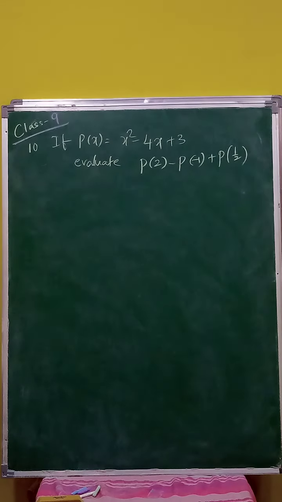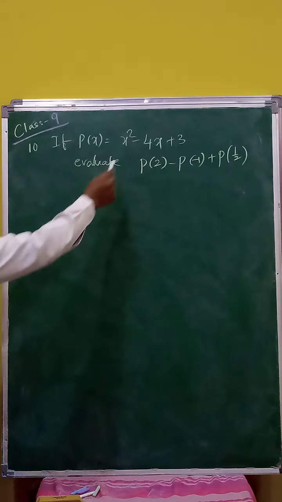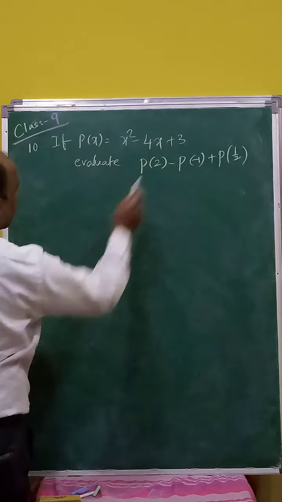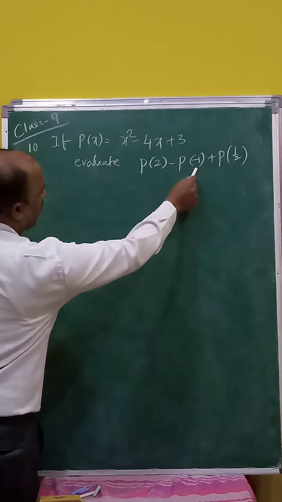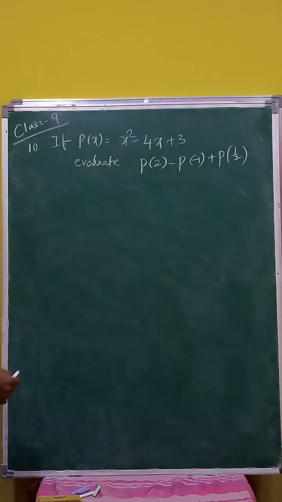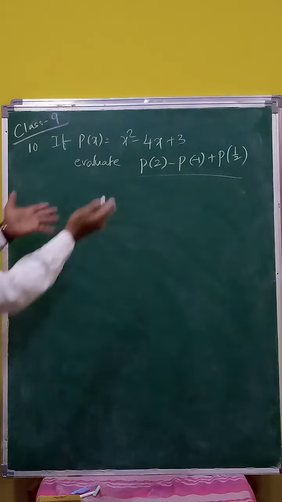We'll go for one more example. That is question number 10. If p of x is equal to x square minus 4x plus 3, evaluate p of 2 minus p of minus 1 plus p of 1 by 2. Here total 3 terms are given. We will find them separately, then lastly apply in this.